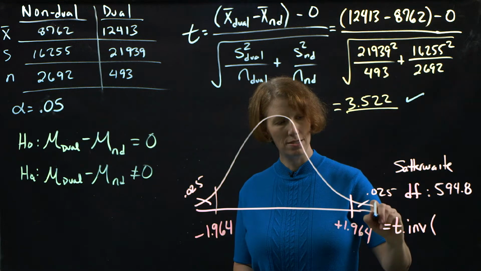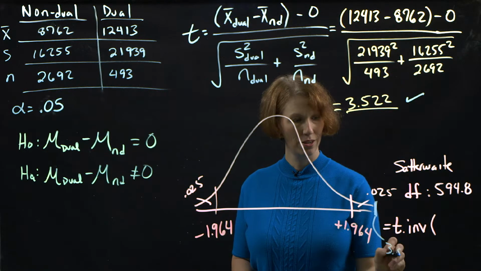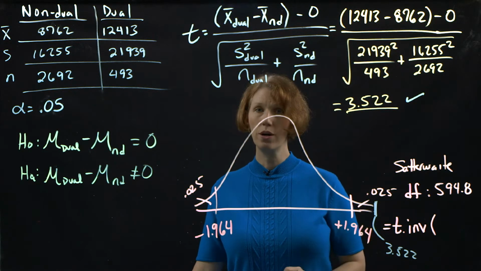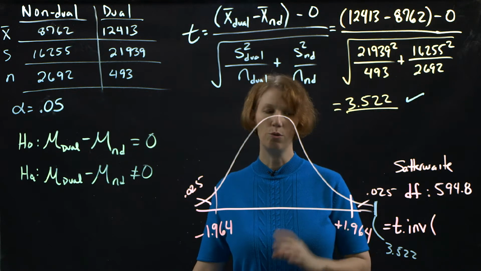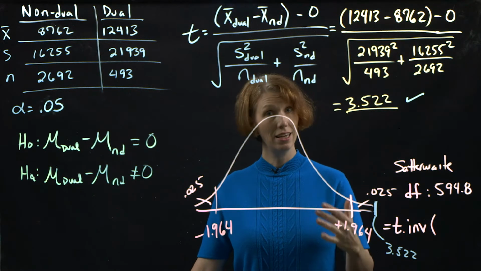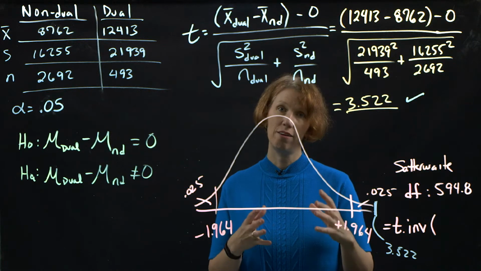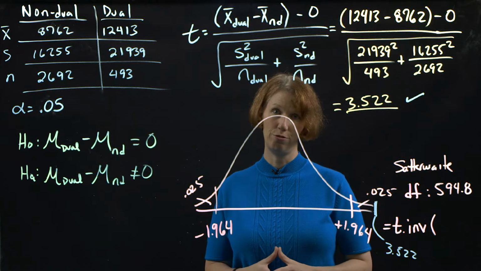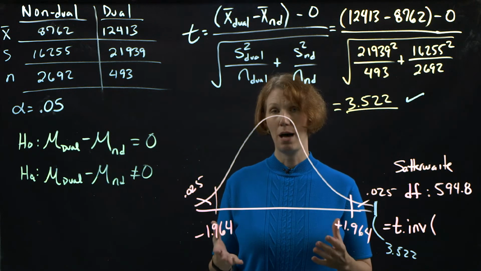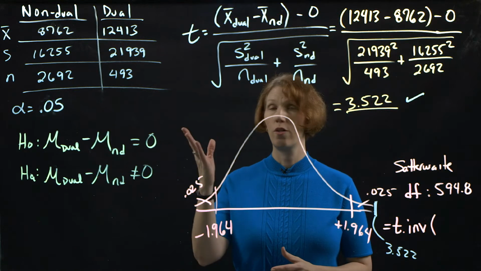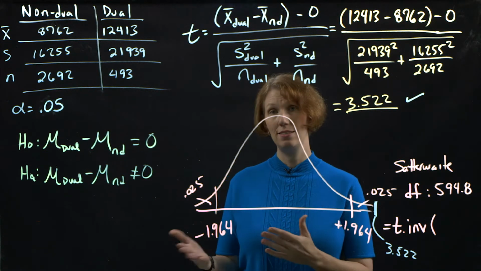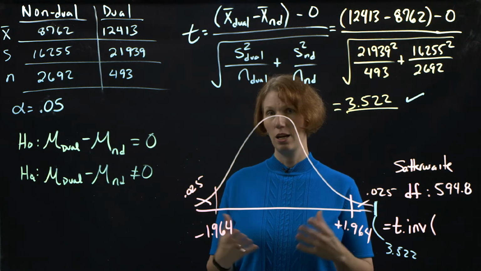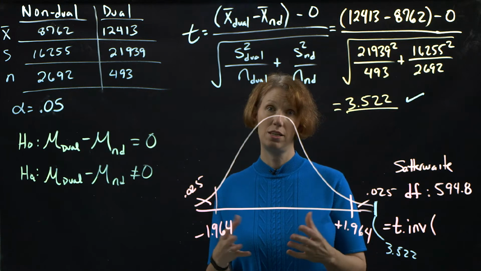All right, so the last piece of this, of course, is to compare our test statistic with our critical values. And our test statistic specifically kind of sits out here at 3.522. You can see on this that that is more extreme than our upper critical value of 1.964. And given this, that is telling us that we have evidence to reject the null hypothesis in favor of the alternative. So we can conclude that the population mean spending for the dually eligible population is different from that of the non-dual eligible population.